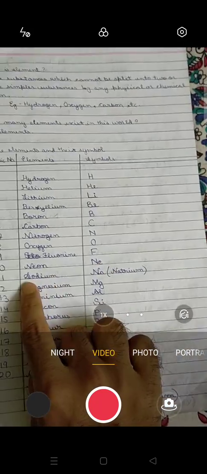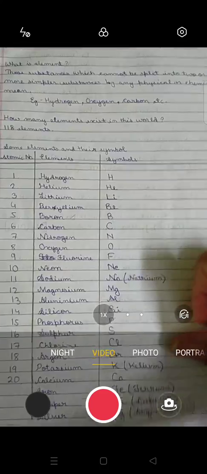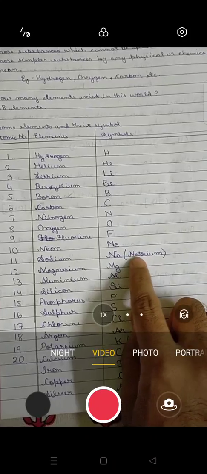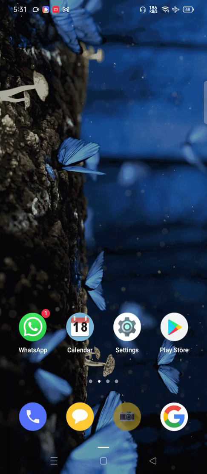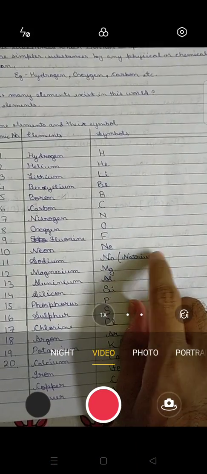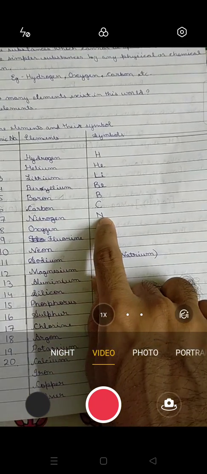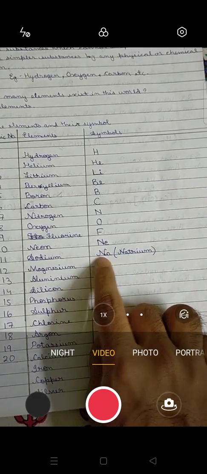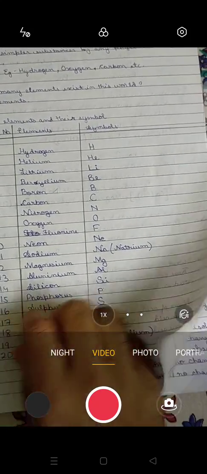Sodium is taken as Na, not as So, because I told you before also that symbols are taken from the scientific name. The scientific name of sodium is natrium. Now sodium is not termed N because nitrogen has already been taken as N. So it has to be something else, so it has been taken as Na. Is it clear?